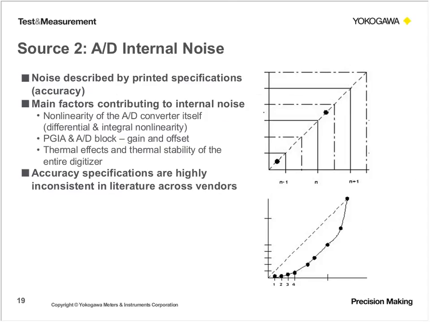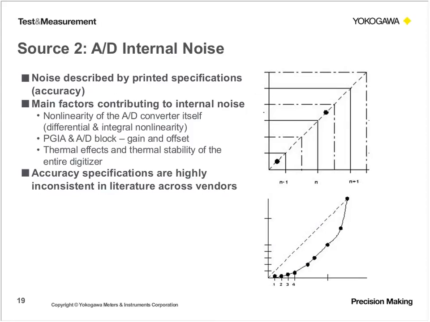Okay, so moving on to noise source number 2, we have what we call A to D internal noise. And this noise is typically printed on the specifications, and we will typically look at the accuracy specs of your data acquisition device. A lot of factors go into contributing to the internal noise. This is typically noise that is due to the hardware of the manufacturer. So the biggest components obviously are going to be the non-linearity of the A to D converter itself.